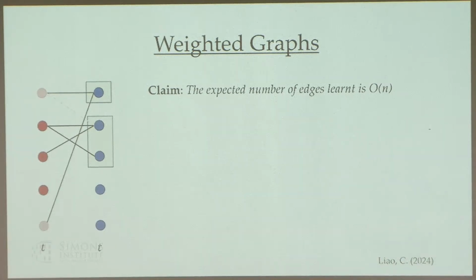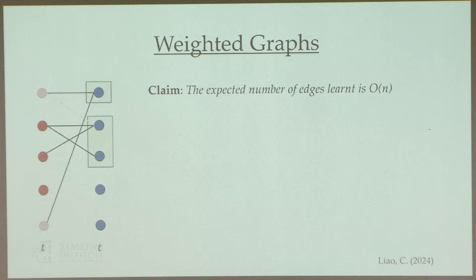But here's the claim: the expected number of edges that you learn is only going to be linear. So you are sampling at rate 1 by n, 2 by n, 4 by n, 8 by n. Every time you're sampling, you're learning the whole subgraph on the right. Whoever you learned edges to on the right, you throw them away, and you're just storing all these edges. The number of edges is only going to be linear. Is that claim clear?